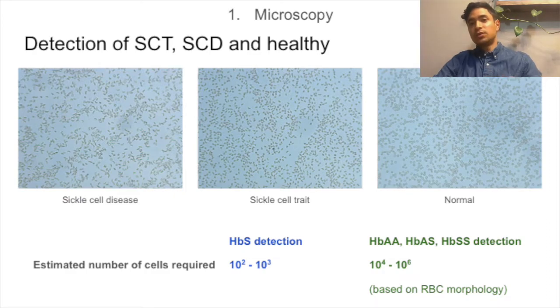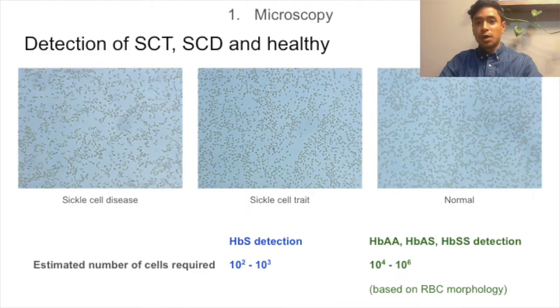If the goal is to just detect sickle hemoglobin without distinguishing between sickle cell trait and sickle cell disease, like how it is currently being done in the field, the estimated number of cells required for imaging could be in the order of 100 to a few thousands. So only a couple of fields of view would be sufficient for imaging, and this could potentially be done with a conventional microscope or a low cost one, like we have done in our preliminary test.